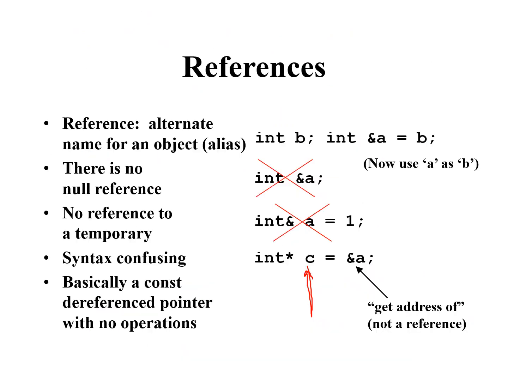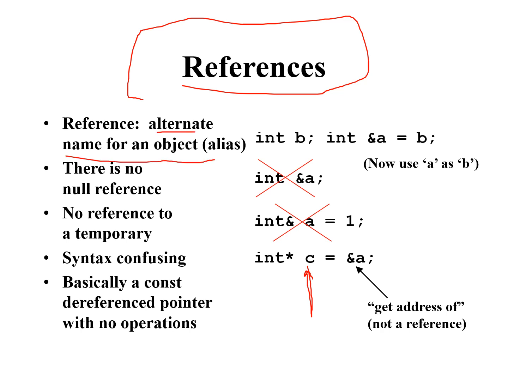Let us move on. Now we are talking about reference. So what is a reference? Here it is written: alternate name of an object. Reference is nothing but the alternate name of an object. So there is no null reference. There is nothing that exists in the coding world as a null reference. If some reference doesn't even exist, how are you going to refer to it?